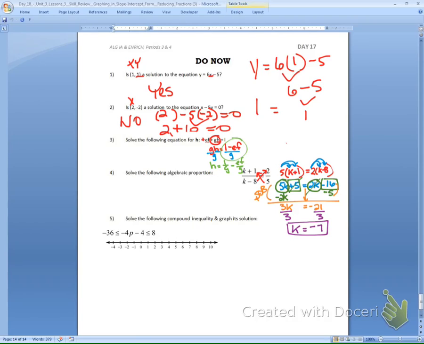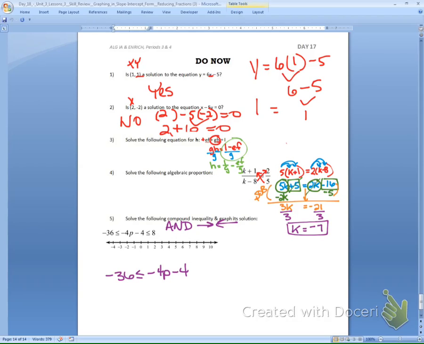And the last problem. You're graphing a compound inequality. Remember, when you have two inequalities, it's showing that it's in between, so this is an AND. We do expect that our arrows are pointing towards each other. To solve this, you need to rewrite the two inequalities separate from one another.